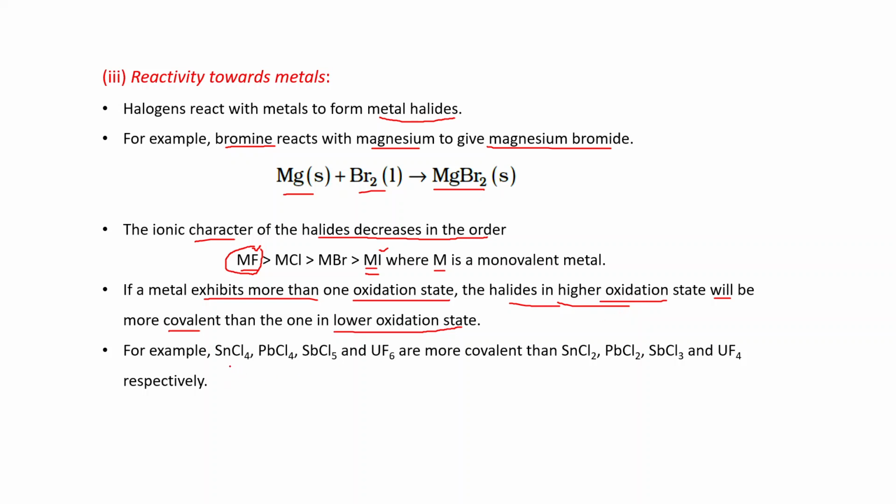We can understand by example: SnCl4, PbCl4, SbCl5 and UF6 are more covalent than SnCl2, PbCl2, SbCl3 and UF4 respectively. You can say in SnCl4 its oxidation state is +4. In SnCl2 its oxidation state is +2. This higher oxidation state is why it is more covalent.